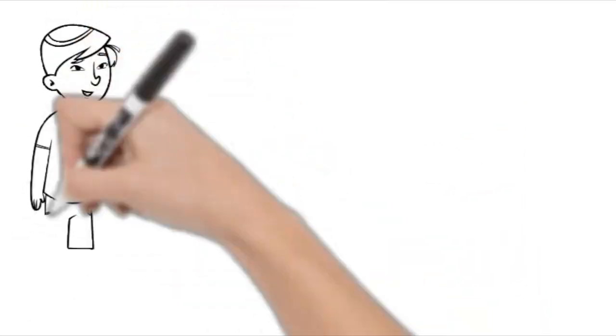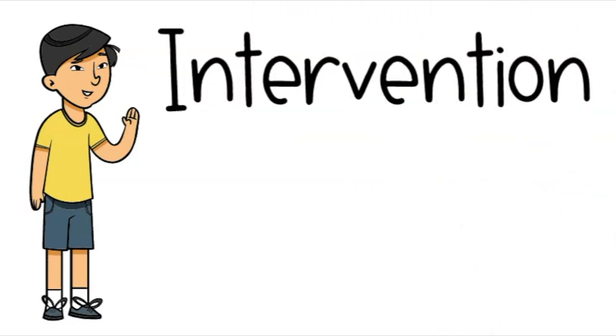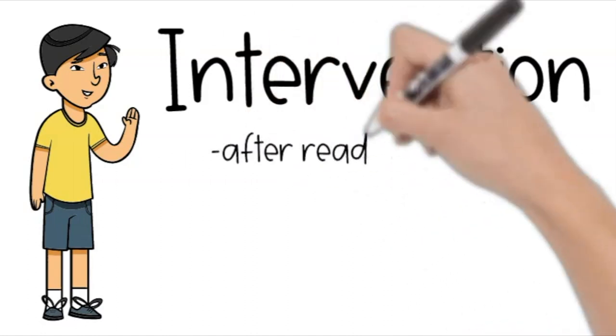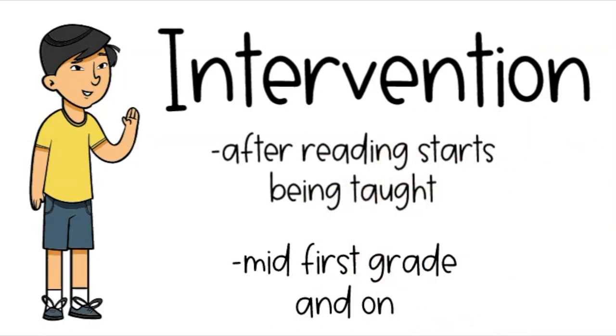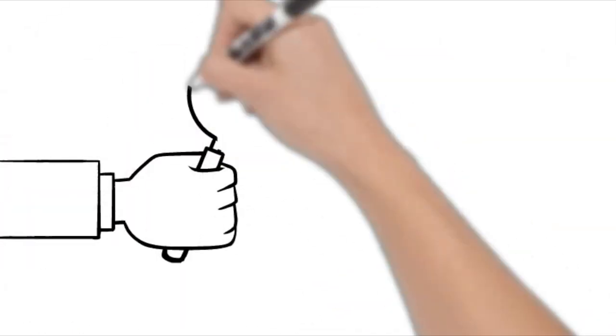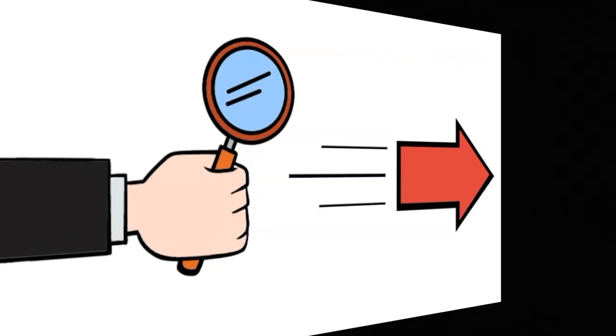But we don't always catch these at-risk readers in time. Sometimes we will need intervention. Intervention takes place after reading starts being taught, usually around mid-first grade and on. Intervention is identifying the students that are falling behind and catching them up. So we need to find those students who are not growing as fast as they should be, and we need to close the gap. Now, let's talk about that gap.